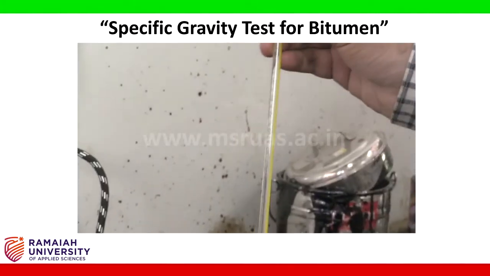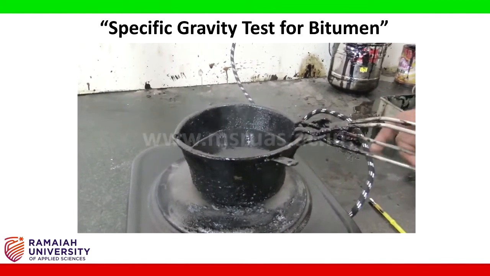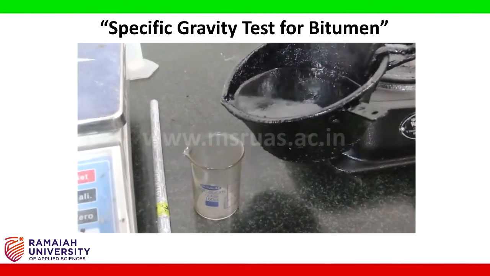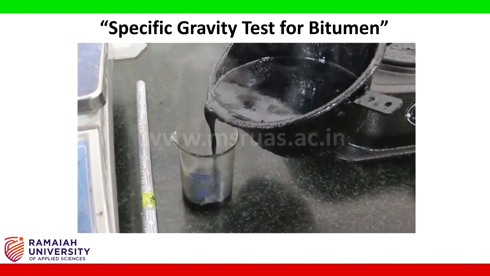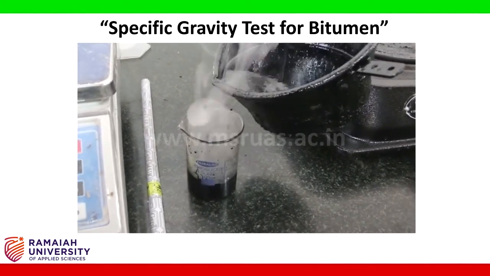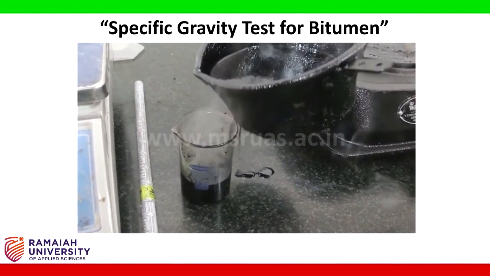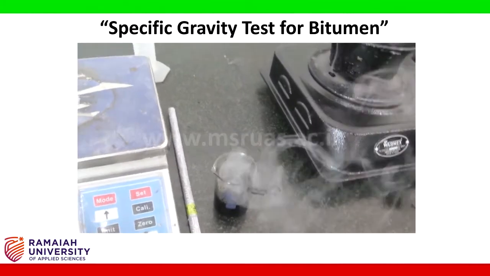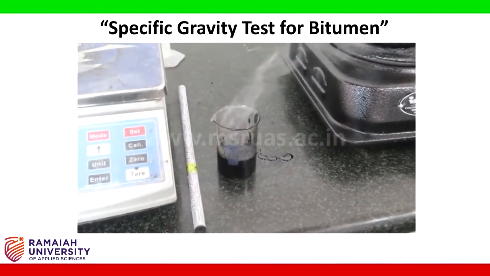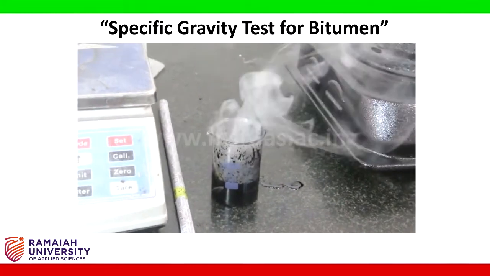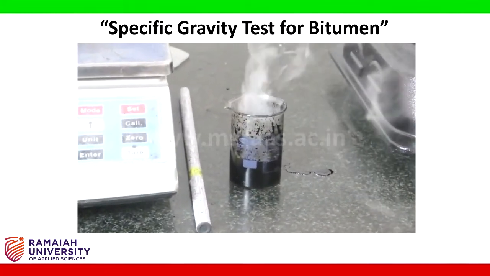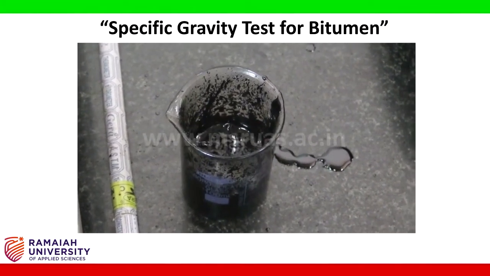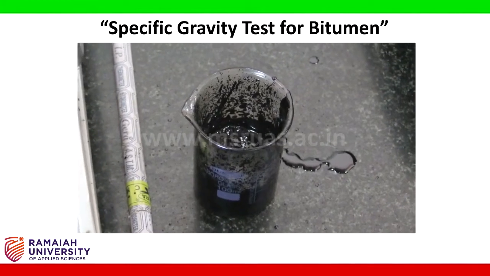After making sure that your bitumen has attained the pouring temperature, you are going to fill 1/2 of your beaker with the bitumen. So approximately 1/2 of your beaker is now having bitumen. After taking 1/2 of your beaker with bitumen, keep it in air cooling for half an hour.